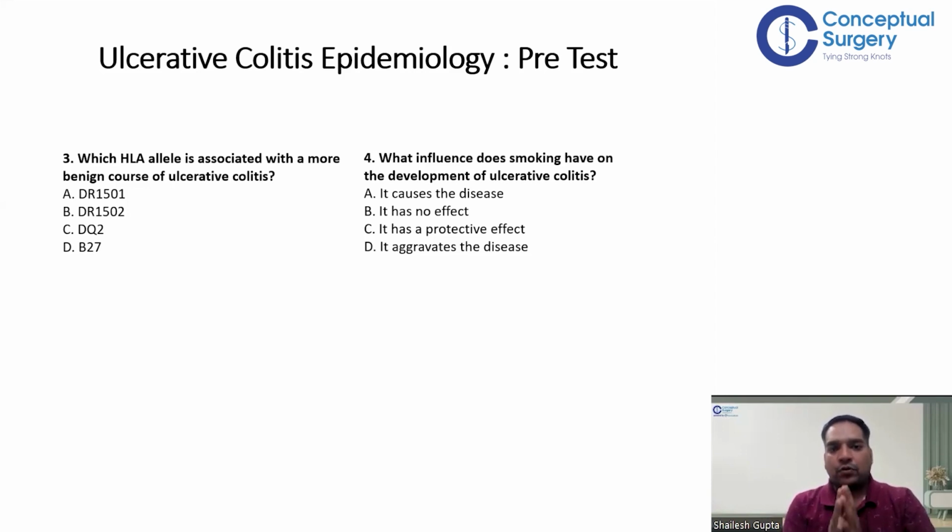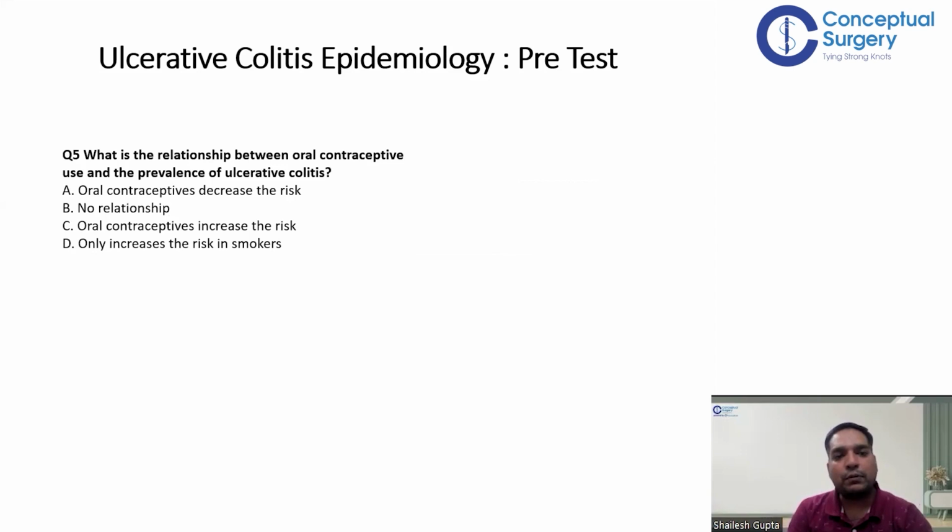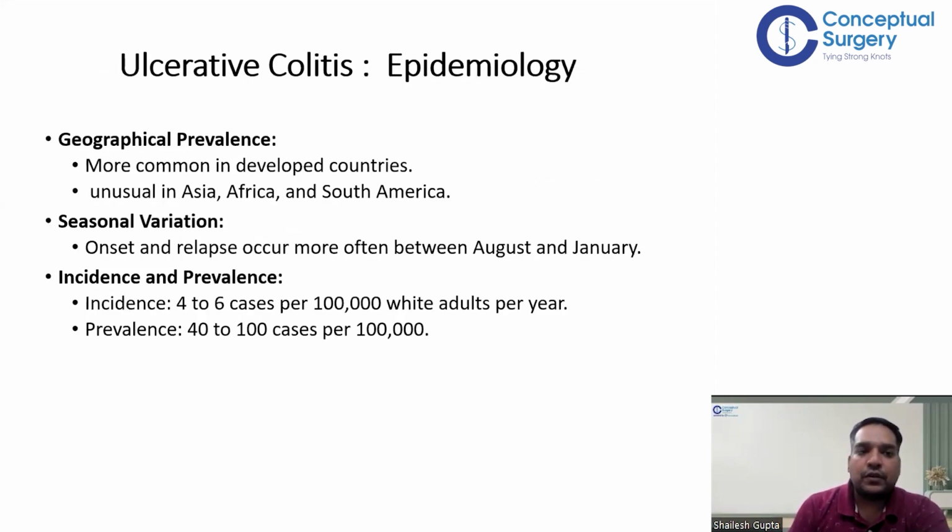And question number 4: what influence does smoking have on the development of ulcerative colitis? It causes the disease. It has no effect. It has a protective effect. It aggravates the disease. Question number 5: what is the relation between oral contraceptive use and the prevalence of ulcerative colitis? Oral contraceptives decrease the risk. No relationship. Oral contraceptives increase the risk, or they only increase the risk in smokers.